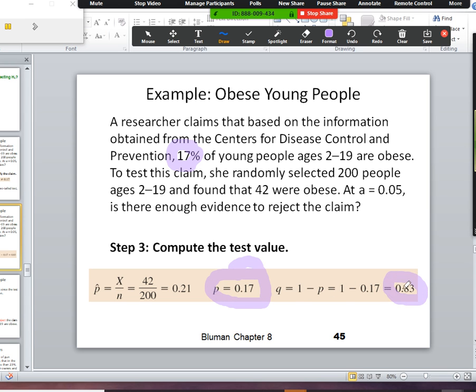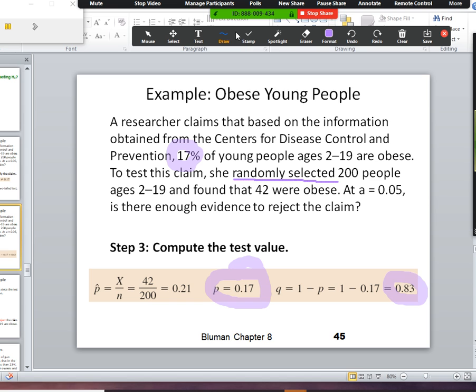That has nothing to do with your sample at all. Absolutely nothing to do with your sample. Your P and Q are from your claim. So find your P and Q first, and then figure out what's your sample. Let's see, my sample, randomly selected, that's the sample part.